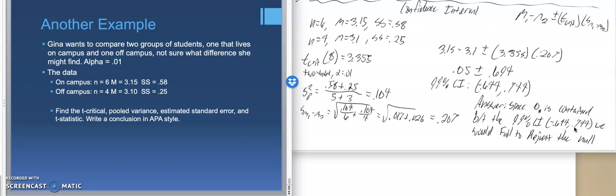Okay, we could do the same way with our t-test. I don't have it written down, but let me pull out my handy dandy calculator. 3.15 minus 3.1 gives us 0.05, and then we divide that by the estimated standard error, which is 0.207. Our t-test result is 0.24. Again, that's 0.24. That matches the fact that 0 is contained. Either way, we do it as a t-test or a confidence interval, we fail to reject the null. 0 is contained. We fail to reject the null. Okay? Confidence intervals. Let me know if you have questions.